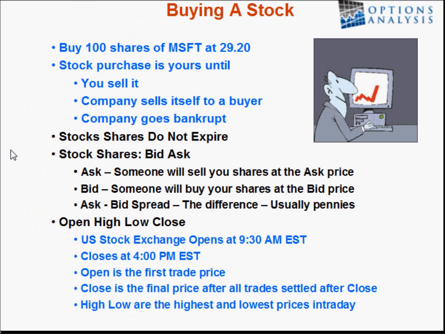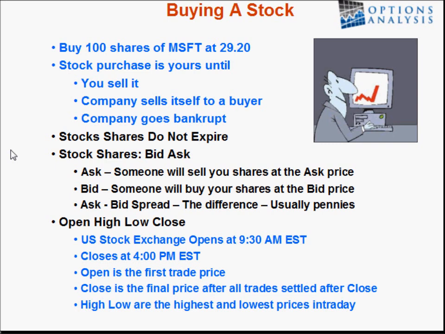We're going to start by first discussing what it means to buy a stock. We're going to use Microsoft as our stock example, and we want to buy 100 shares of Microsoft at 29.2. That was the close price on October 12th, 2012.